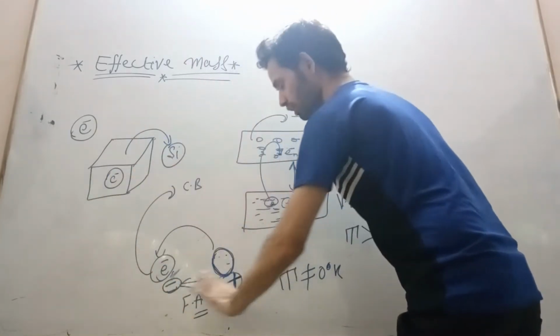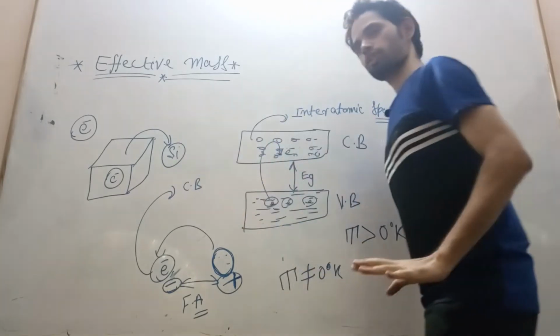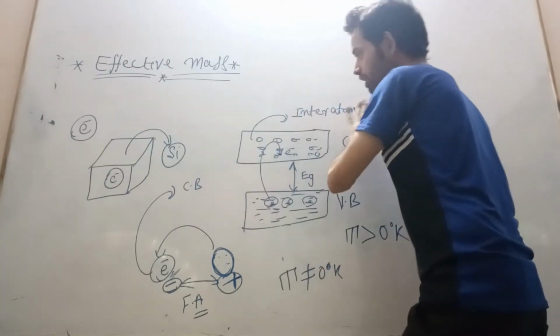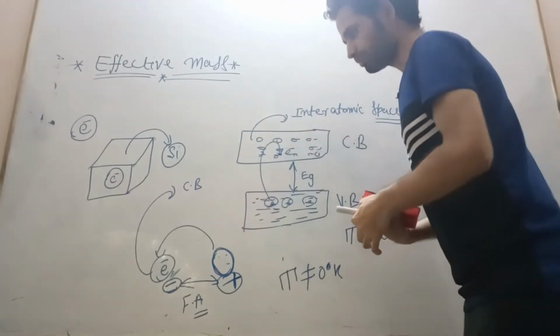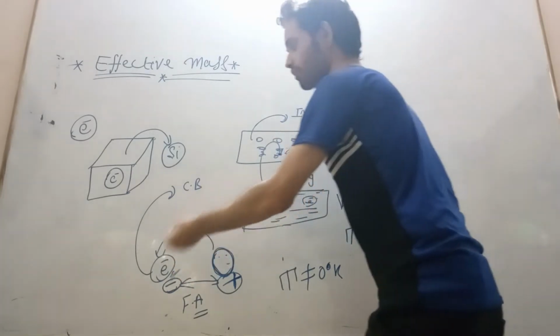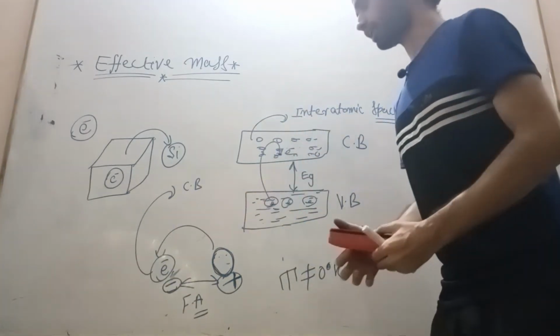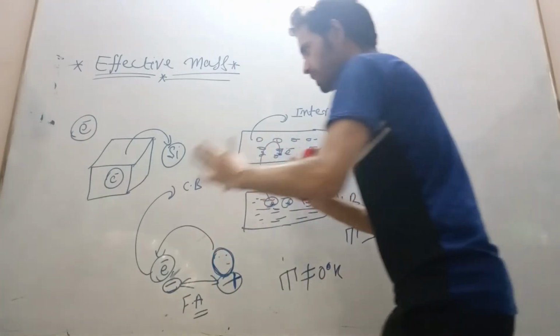Motion of the electron inside the crystal means here the motion of the electron in the conduction band, that is, in the interatomic space. Due to this, its mass will get affected. So this is the basic concept.